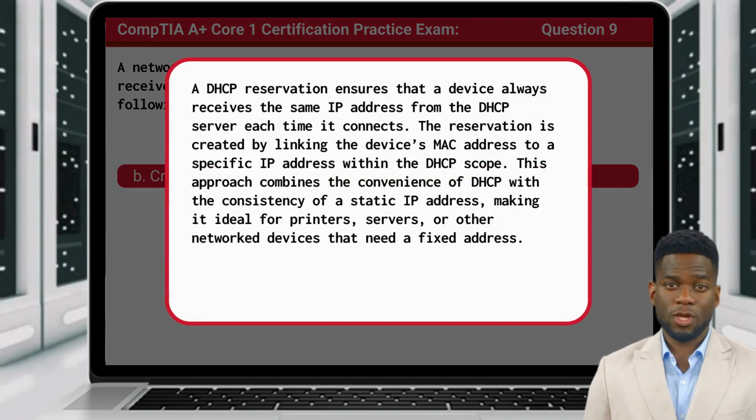A DHCP reservation ensures that a device always receives the same IP address from the DHCP server each time it connects. The reservation is created by linking the device's MAC address to a specific IP address within the DHCP scope. This approach combines the convenience of DHCP with the consistency of a static IP address, making it ideal for printers, servers, or other network devices that need a fixed address.